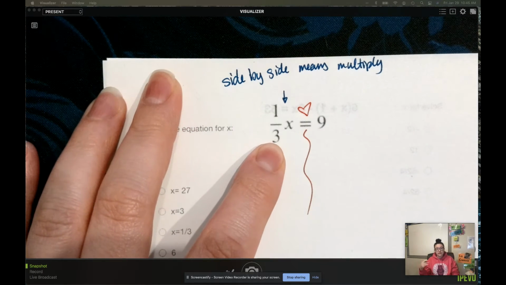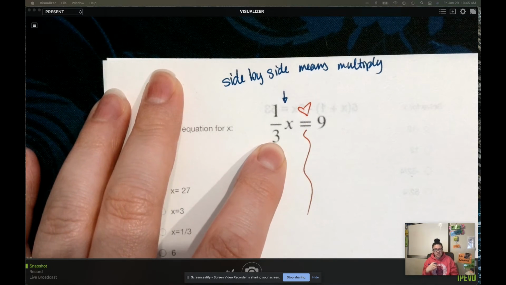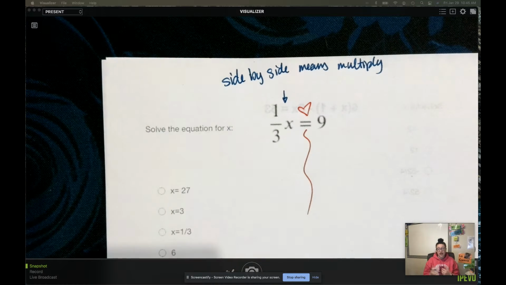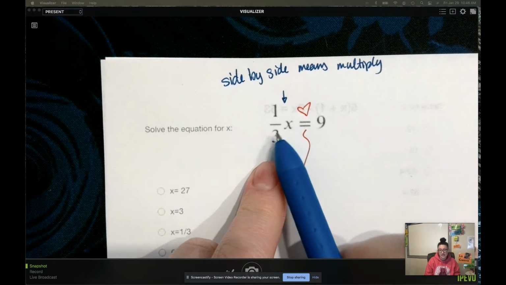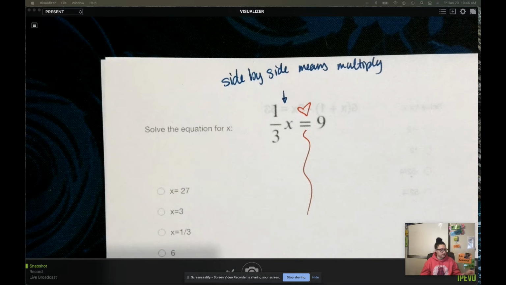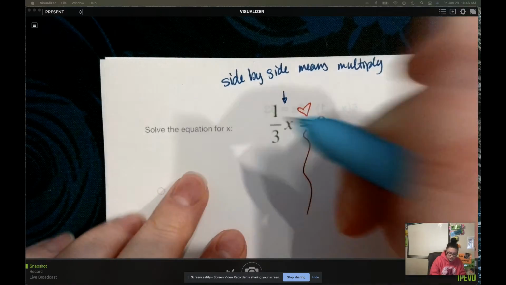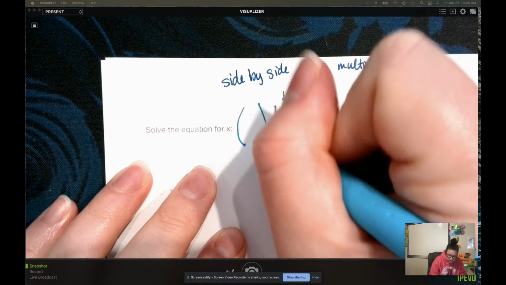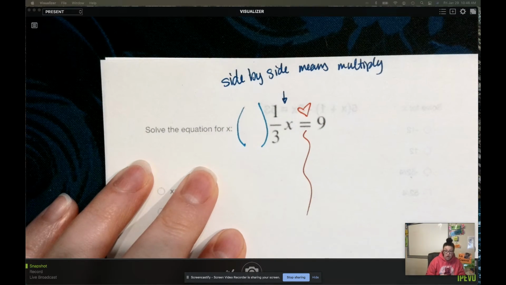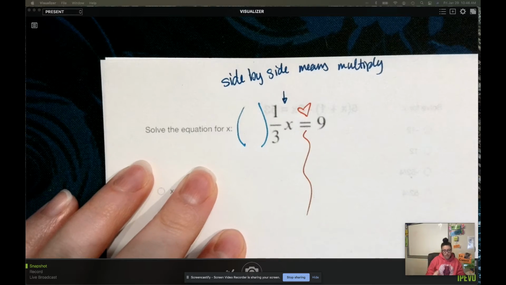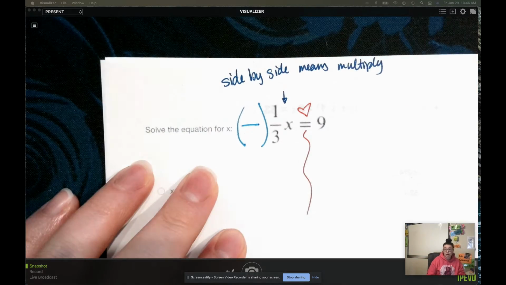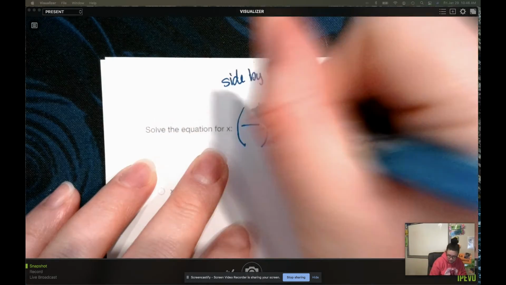So normally, if that was just like a whole number, if that was an integer, we would be dividing to get rid of that coefficient. But now our coefficient is a fraction. And to get rid of that fraction coefficient, we need to multiply by the reciprocal. Remember, the reciprocal means we flip our numerator and our denominator because they are a multiplicative inverse of each other.